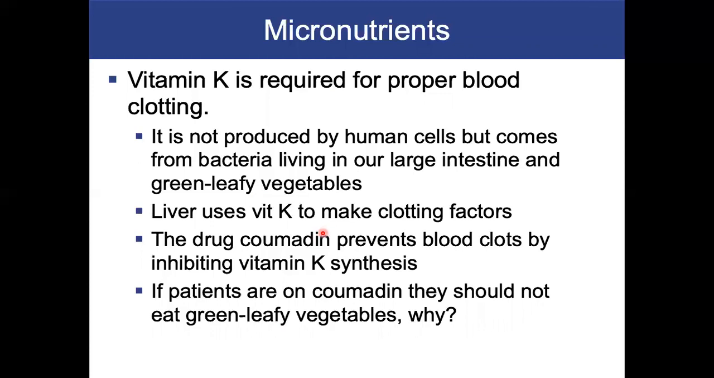So if you have an issue with making clotting factors, sometimes it's because you can't absorb vitamin K from the digestive tract. If you make too many clots, you want to decrease clotting by using an anti-clotting drug like Coumadin or warfarin. Patients who are on Coumadin or warfarin, who are on anticoagulants, should not eat a bunch of green leafies because the green leafies are going to inhibit the drug.